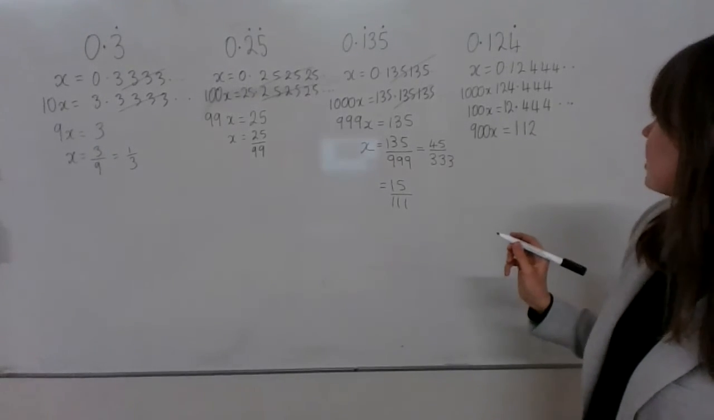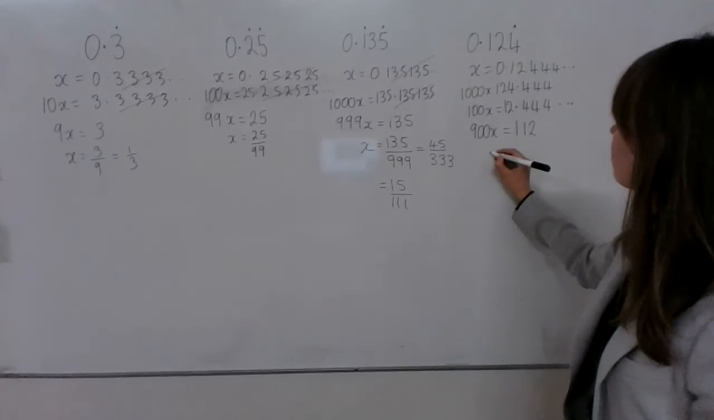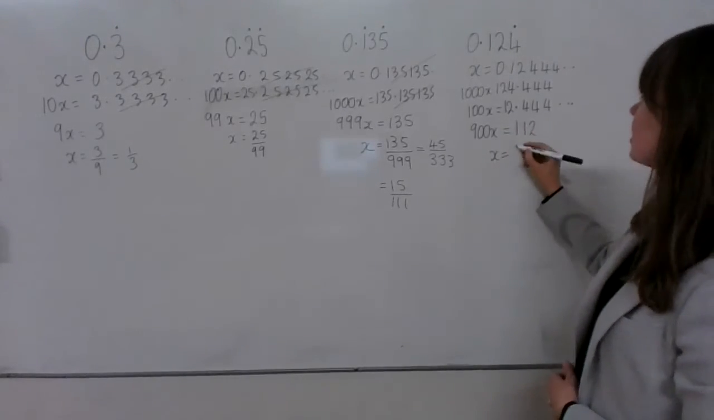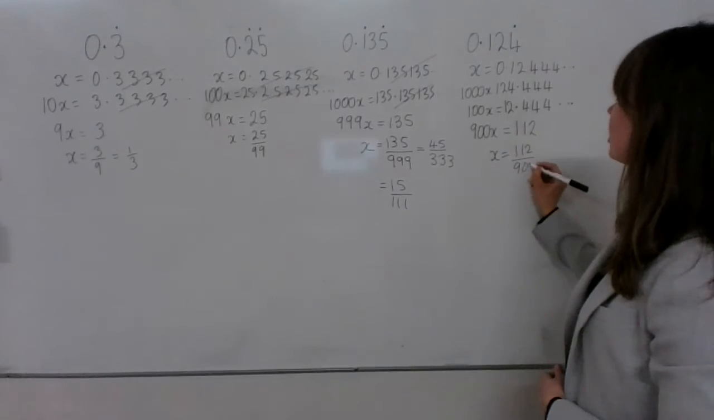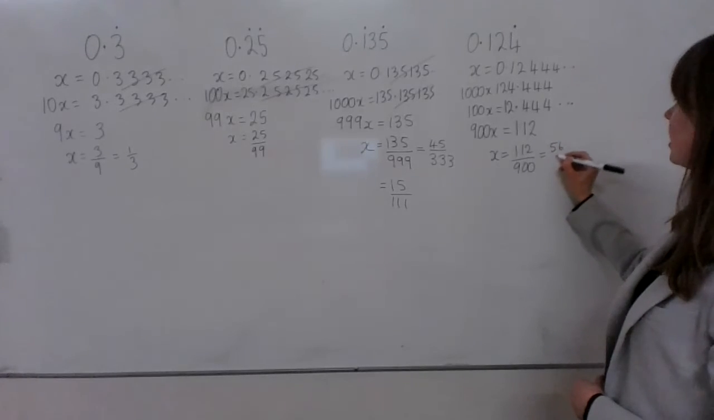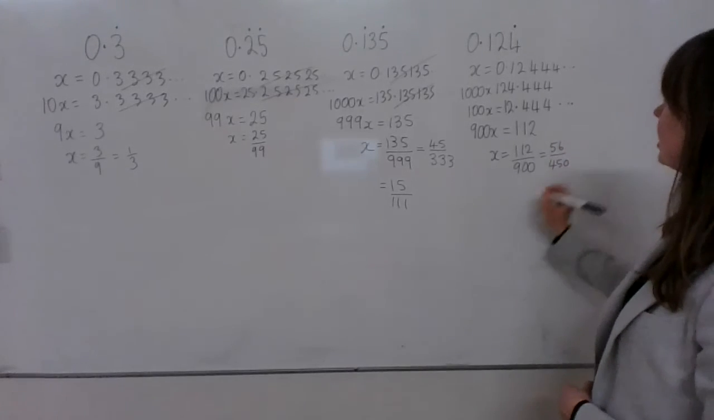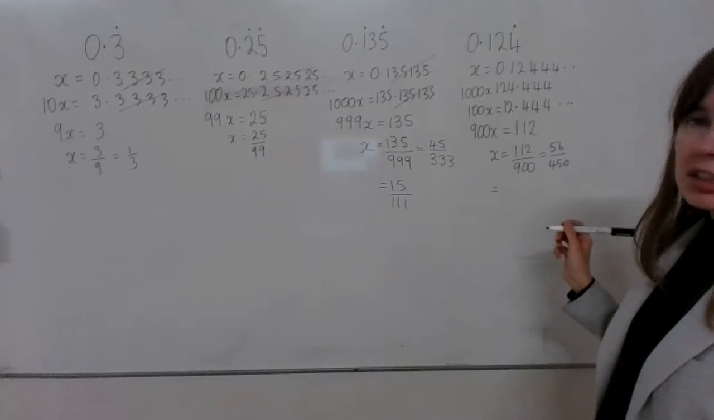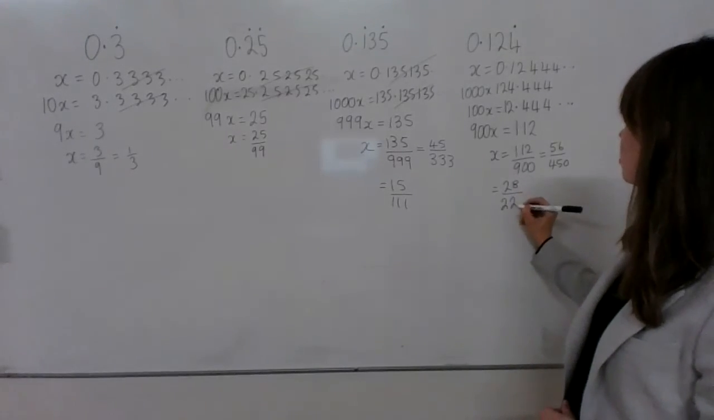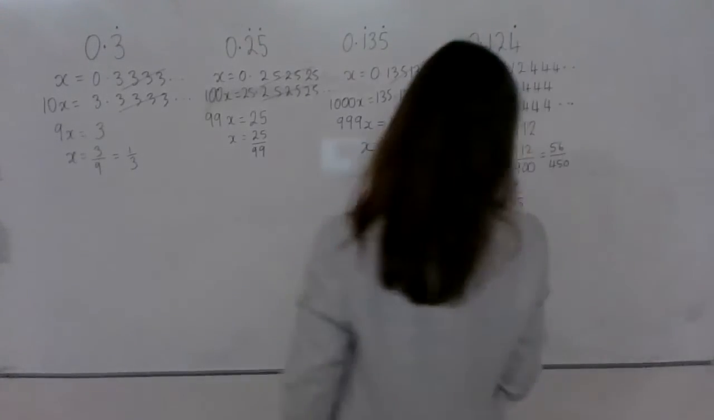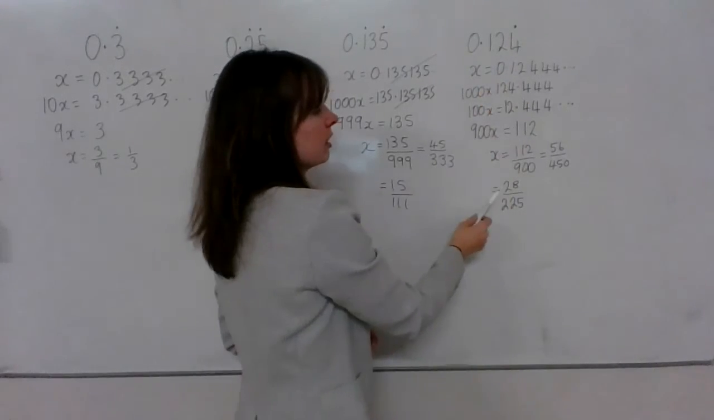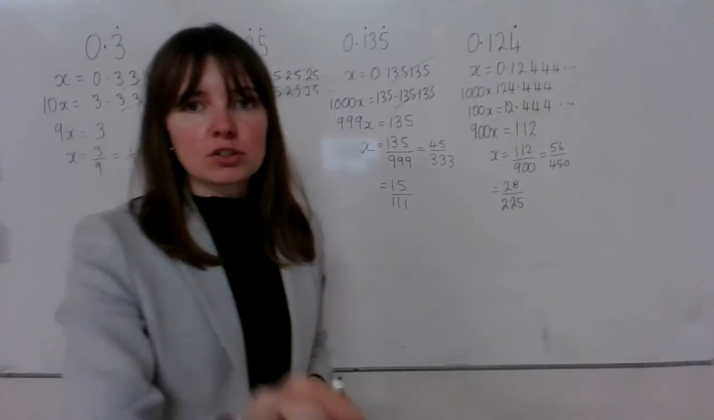There we can cancel down by dividing by 2. So first of all, we've got to solve. x equals 112 divided by 900. Then we can simplify by dividing by 2, so 56 over 450. And I can divide my numerator and denominator by 2 again to get 28 over 225. And I don't think that I can simplify that any further. So 0.124 recurring equals 28 over 225.